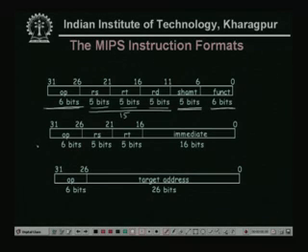Now, another instruction format has 6 bits of opcode, the operation field. Then only RS and RT, 2 registers, are kept instead of 3, and these are 5 bits each. Then 16 bits are kept for the immediate value. So, here the immediate value can be taken, and this is actually 16 bit data.